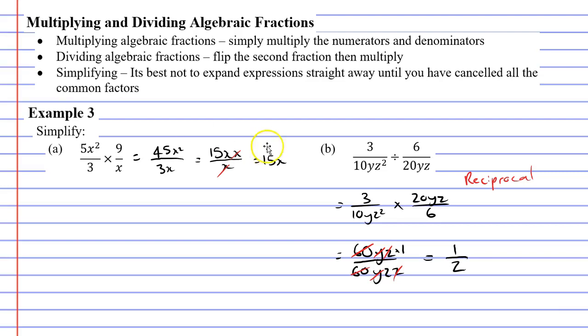So when we flipped this fraction here, we turned it into the fraction here. And we refer to this fraction, 20yz over 6, as the reciprocal of the fraction 6 over 20yz. So if you ever have a question where it asks you to find the reciprocal, it's basically just asking you to flip the fraction.